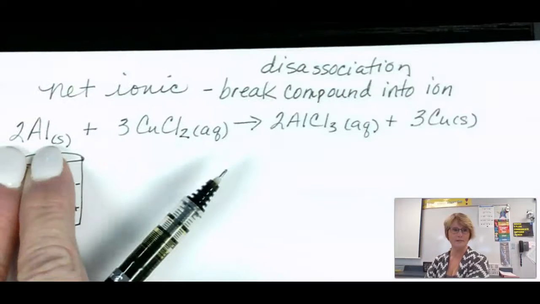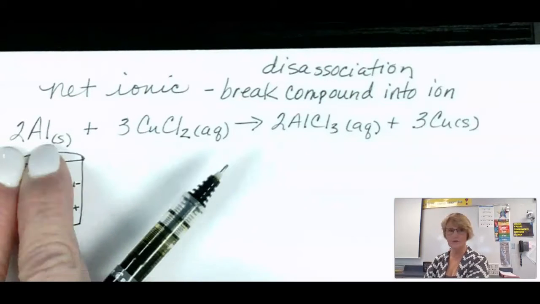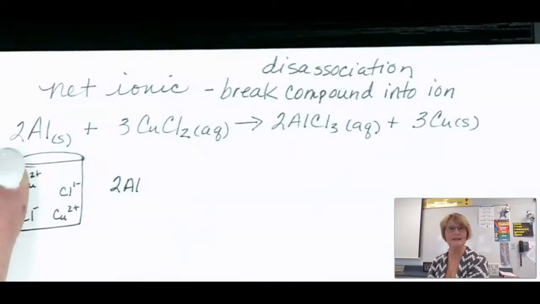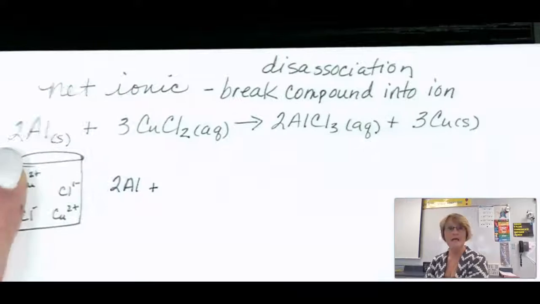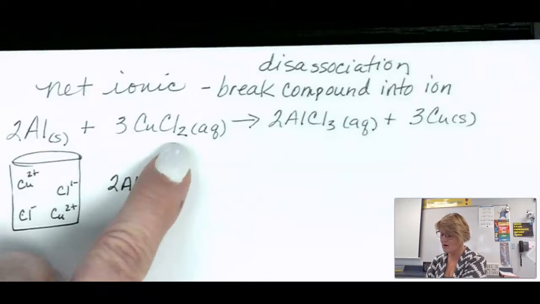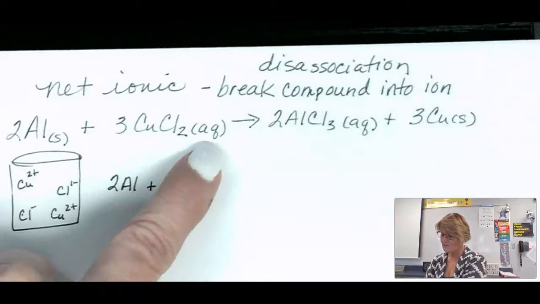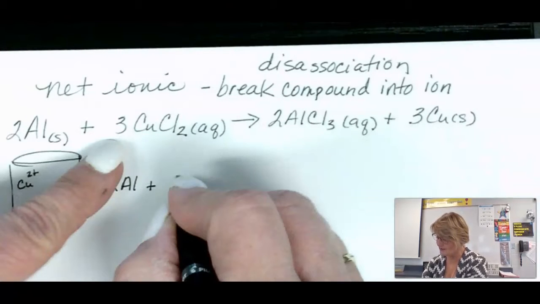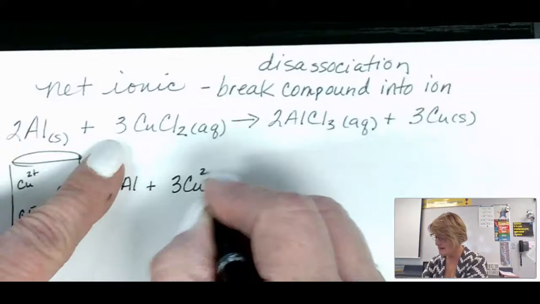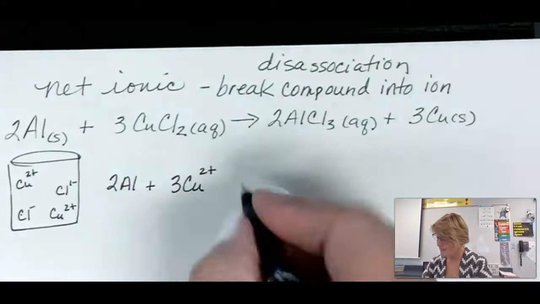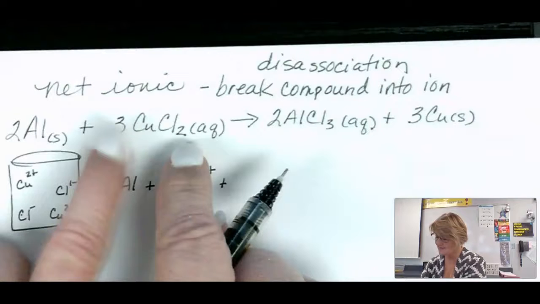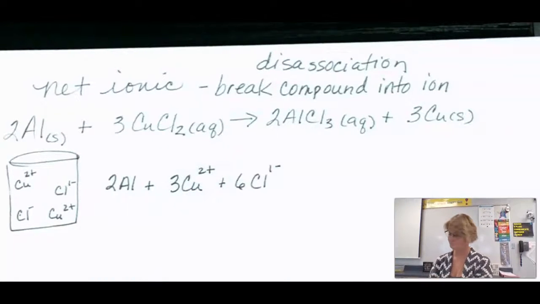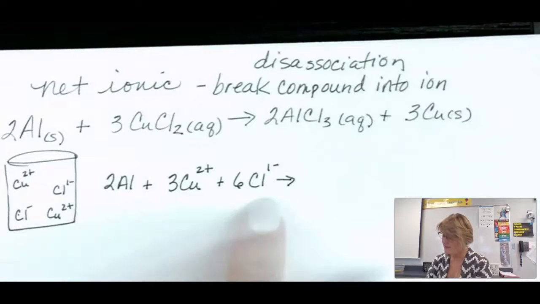Well, this is aluminum, the element. It's solid aluminum, and so it's not going to do anything. It's not going to break apart, so it's going to stay two aluminums. Now, when I come here with my copper, these are ions in an aqueous solution. They're going to dissociate, so I'm going to end up with 3 of the copper ions. And this is the coefficient and your subscript, so I have 6 chlorine ions. Now that's on the reactant side.